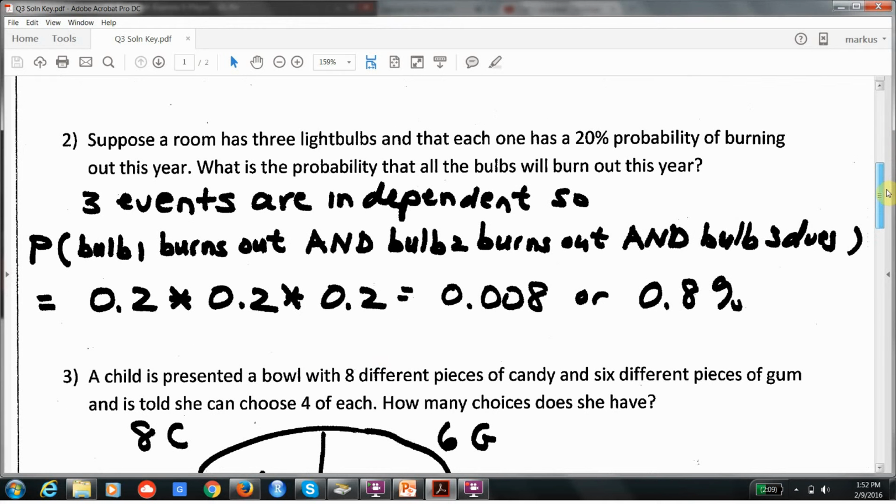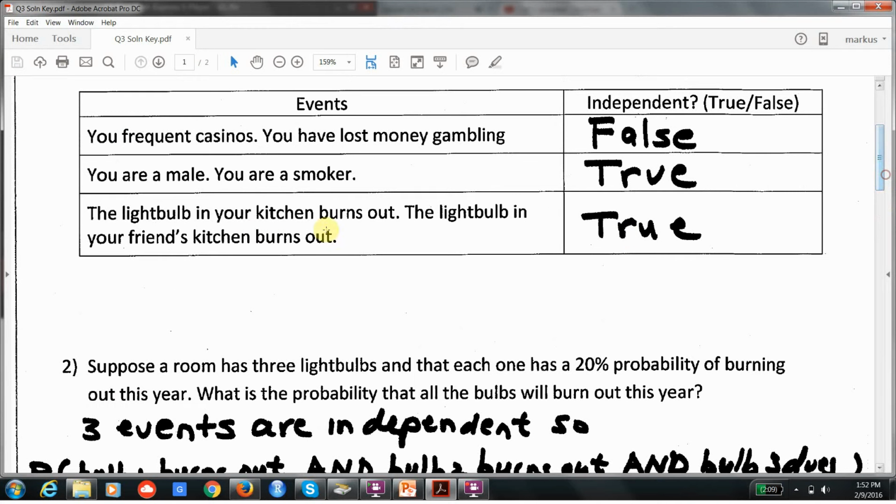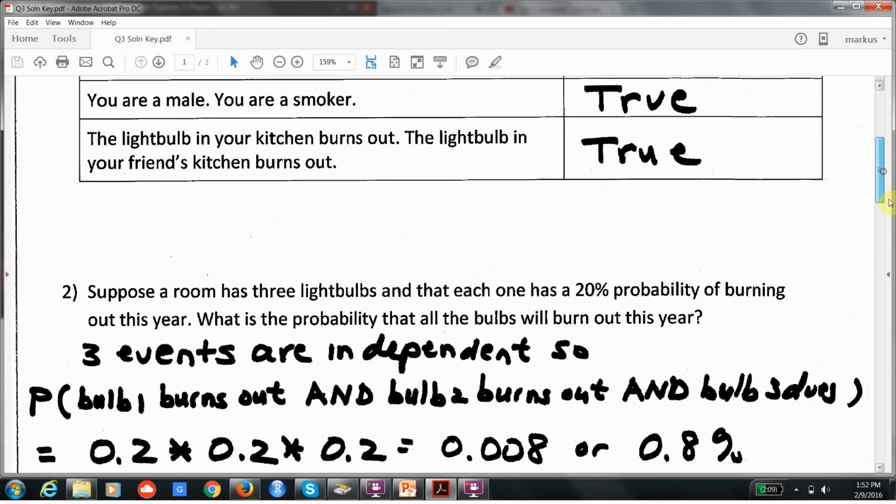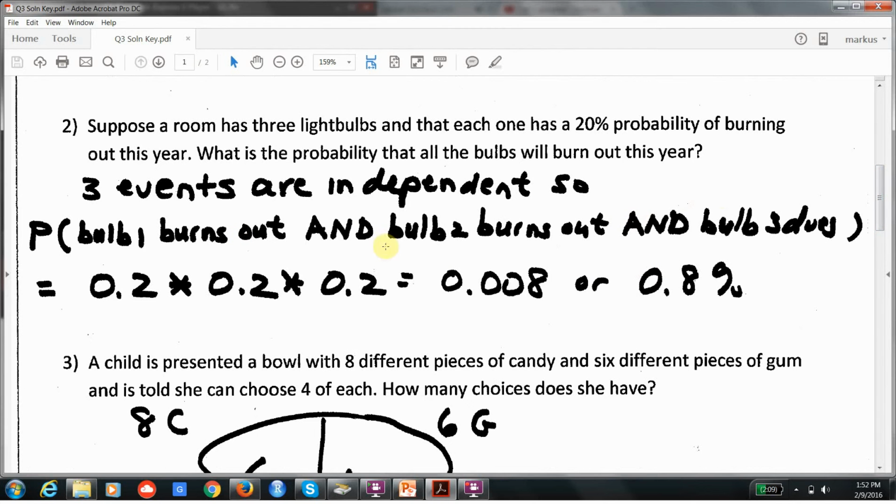Okay, second problem is talking about 3 bulbs. Each one has a 20% probability of burning out this year. And we want to know what is the probability that all 3 bulbs will burn out this year. So these 3 events, again, are independent, just like these 2 bulbs burning out were independent. So when we have 3 events, their probabilities multiply. So the probability that bulb 1 burns out, and bulb 2 burns out, and bulb 3 burns out is the probability of each of them burning out, multiplied together. So the answer should be 0.008 or 0.8%.